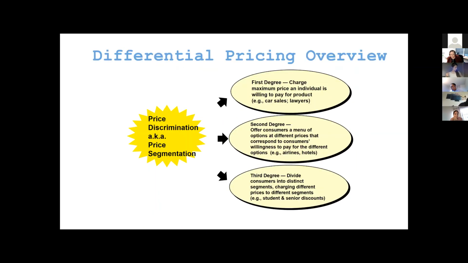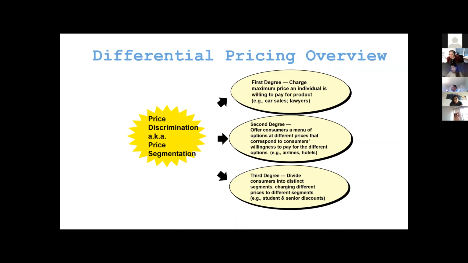It's price discrimination, or otherwise known as price segmentation. What that means is charging different prices for different target markets. So there's three kinds: first degree, second degree, and third degree price discrimination. First degree price discrimination is the same as dynamic pricing, which means each individual is charged a different price based on information about you for the product.